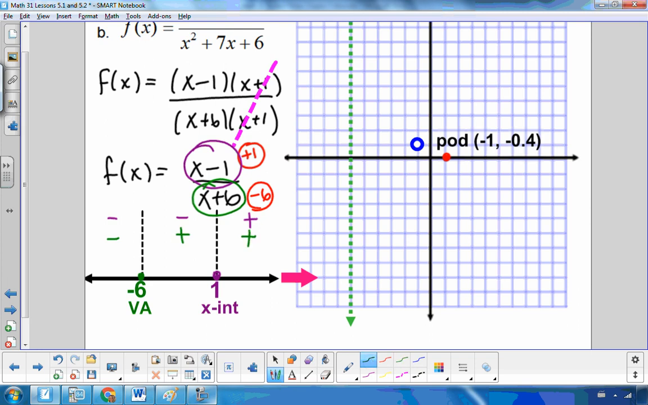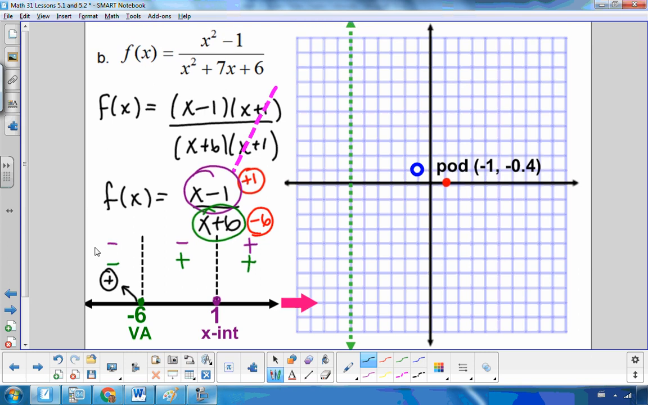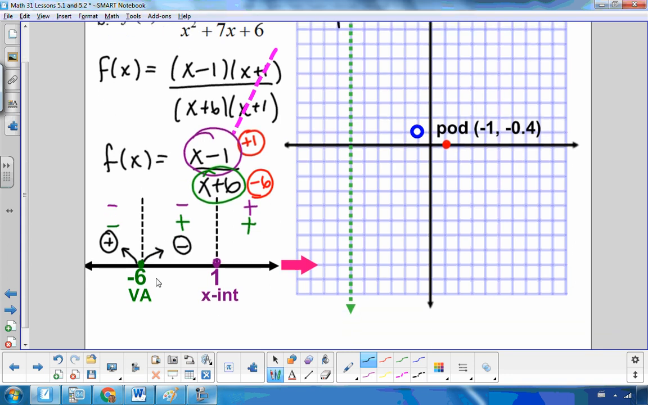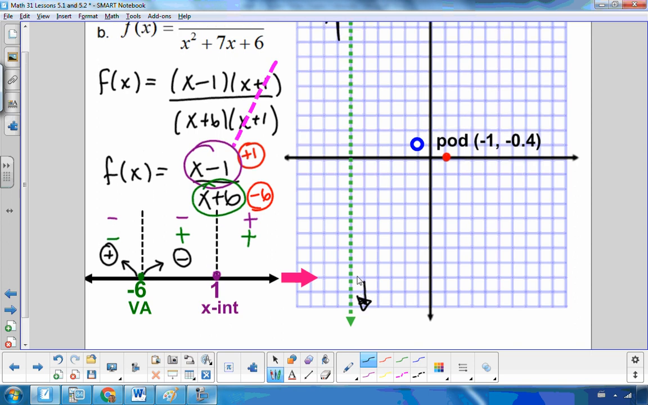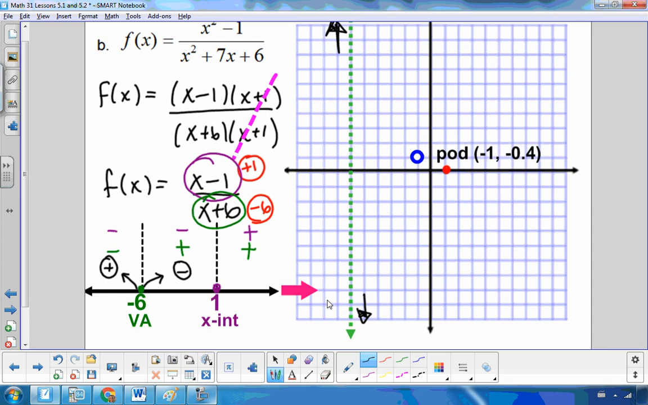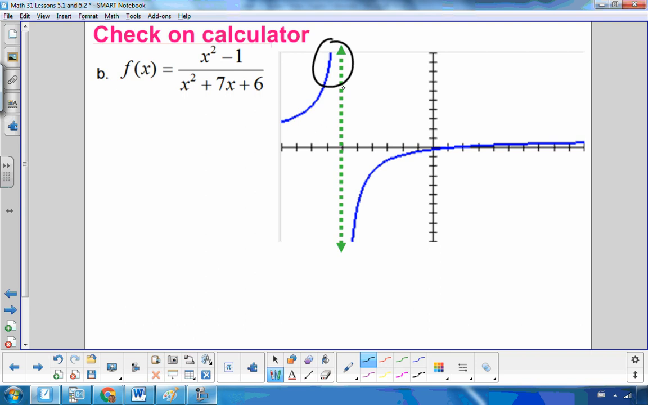So let's look at to the left of negative 6. To the left of negative 6, it is positive. So that means to the left of my vertical asymptote, I will be going to positive infinity. Here I have one negative to the right of negative 6. So that means to the right of the asymptote, I will be going to negative infinity. Again, I just like to check that behavior on either side of the vertical asymptote on my calculator. And you can see here, positive infinity, negative infinity, so I know I did that correctly.